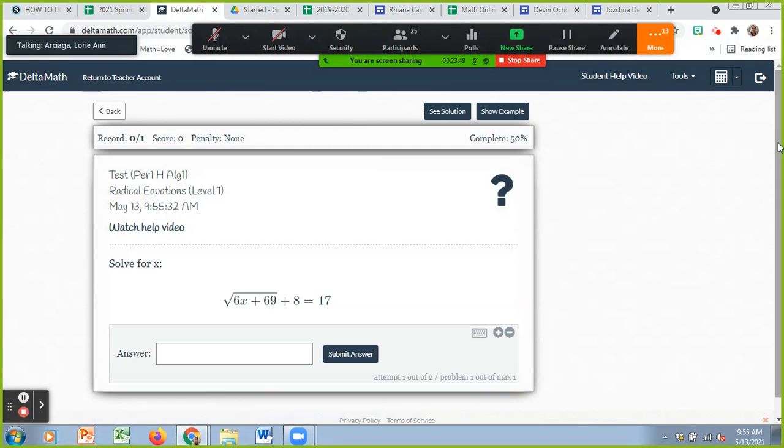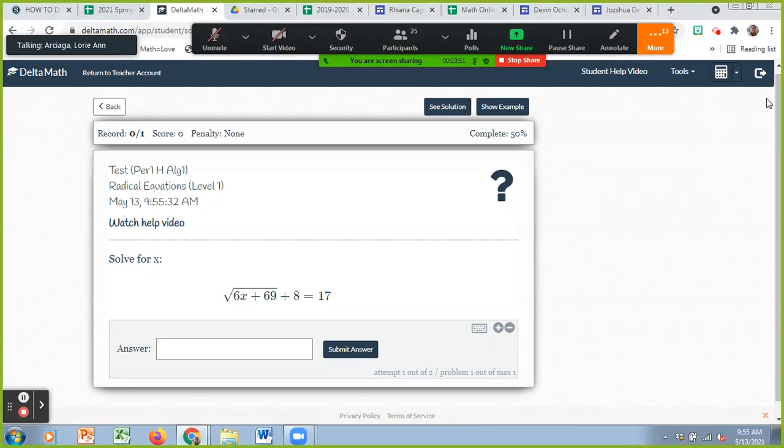Next section. All right, can you try this one? Okay, so square root of 6x plus 69 plus 8 is equal to 17.